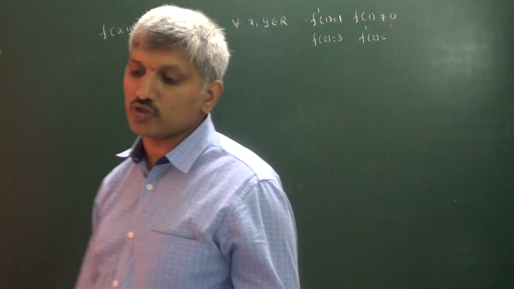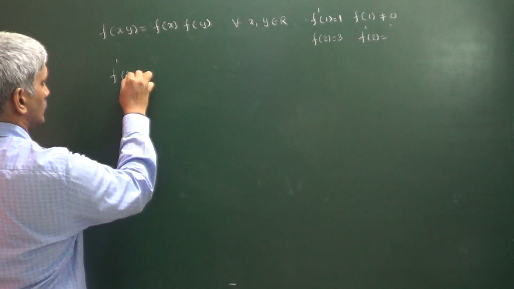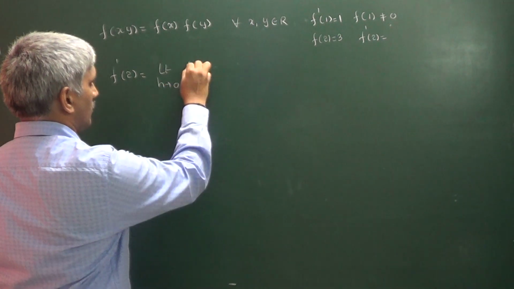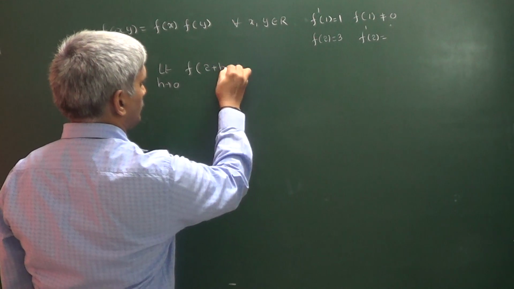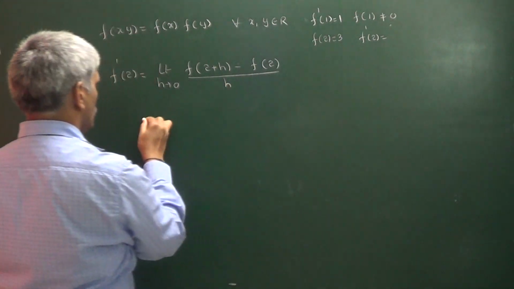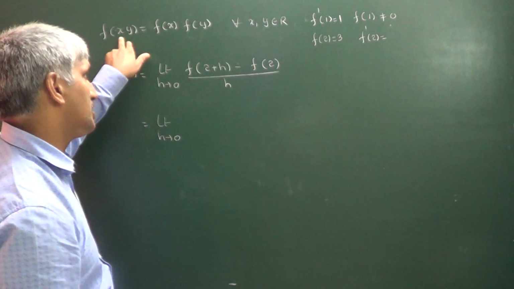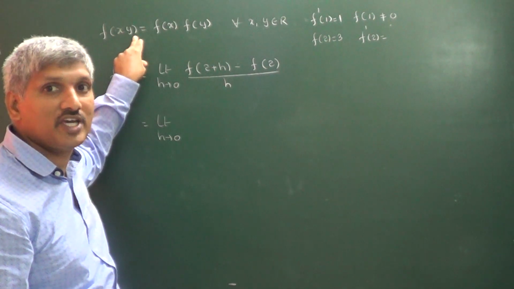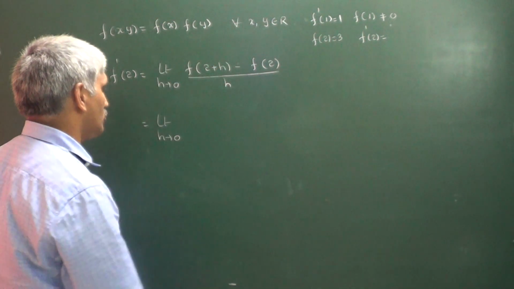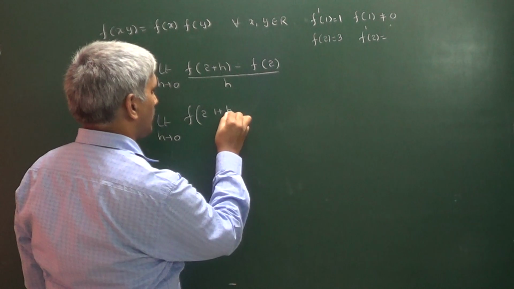This question also we can proceed in a similar way. So f dash of 2 is equal to limit h tends to 0 of f of 2 plus h minus f of 2, divided by h. We have to think about the given relation f of xy equal to f of x into f of y. Here we don't have f of x plus y. So what to do? This can be written as f of 2 into 1 plus h divided by 2.